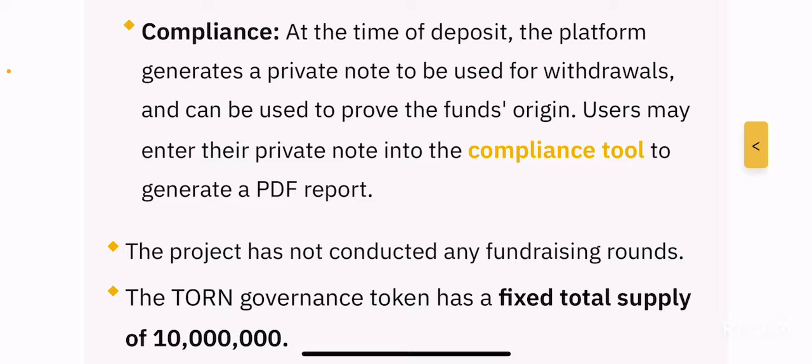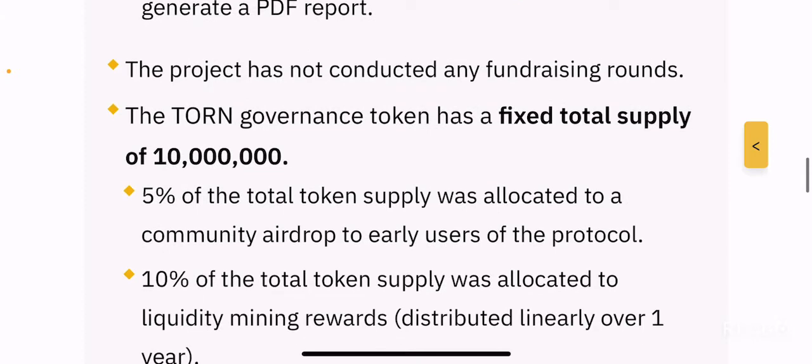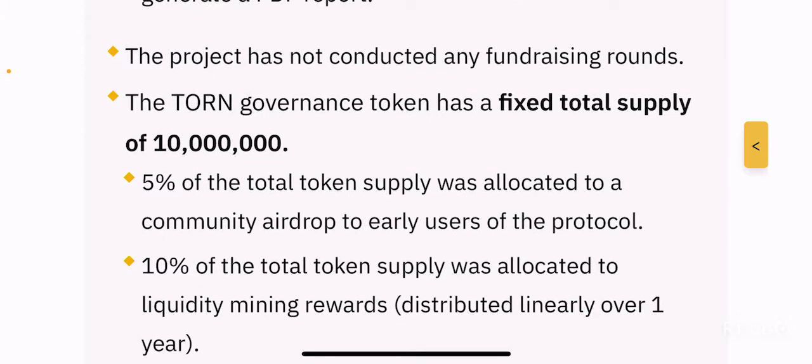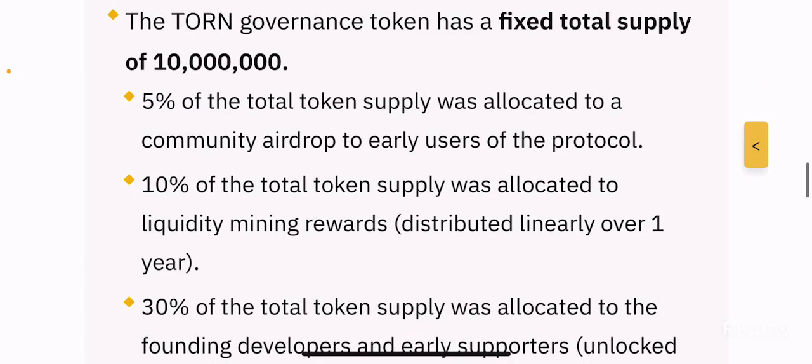So if you want to get a PDF report, you can basically deposit your private note on a compliance tool in order to learn more about your tokens, right? The project has not conducted any fundraising round, so that's very interesting information. It also had a huge airdrop, which I think was a few months back, and some of the people who were eligible to receive the airdrop received a huge amount of money, right? So that's something we need to discuss as well.